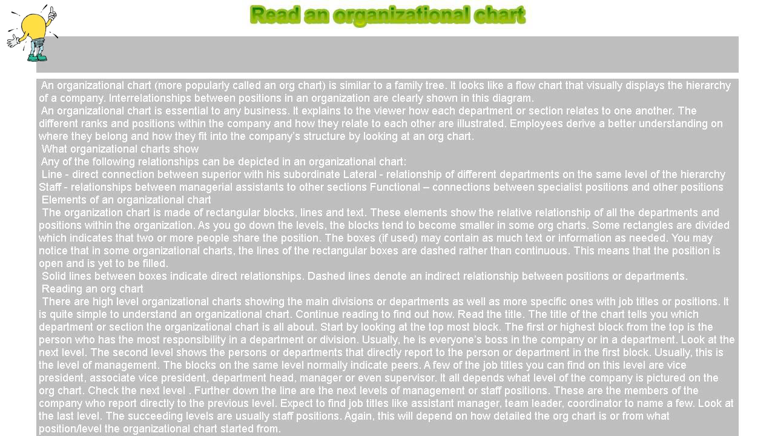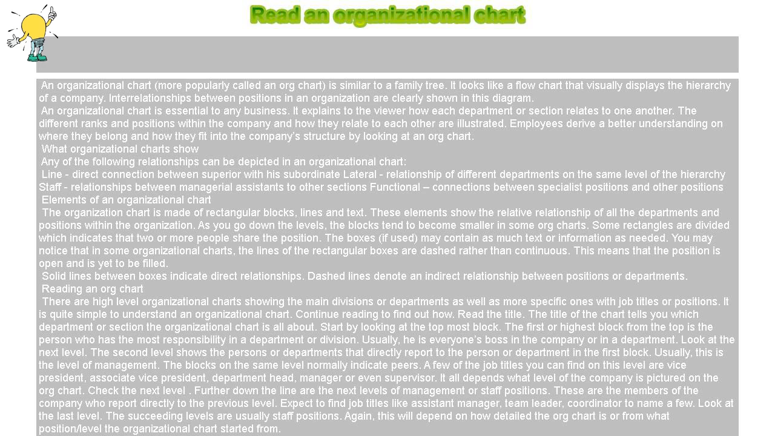Elements of an organizational chart. The organization chart is made of rectangular blocks, lines, and text. These elements show the relative relationship of all the departments and positions within the organization. As you go down the levels, the blocks tend to become smaller in some org charts. Some rectangles are divided, which indicates that two or more people share the position.